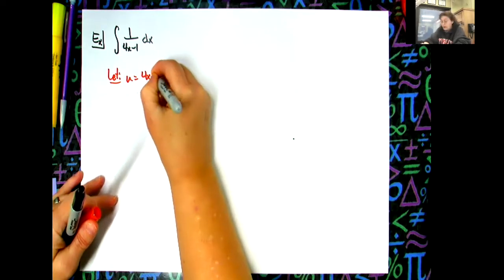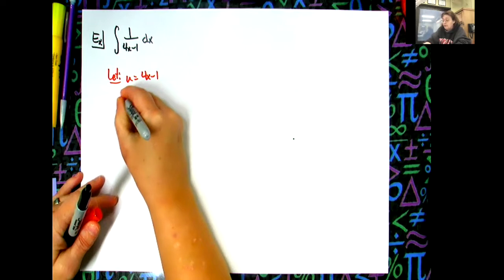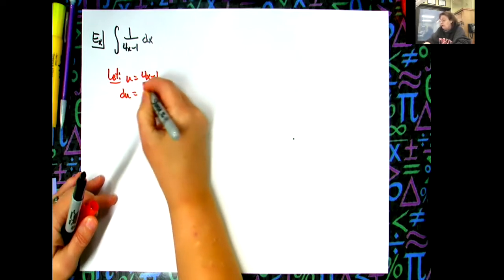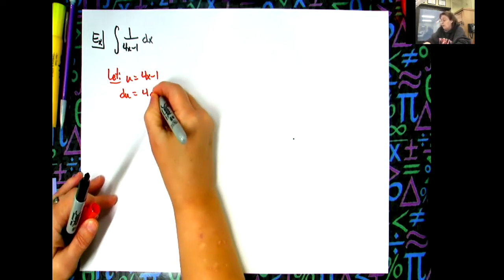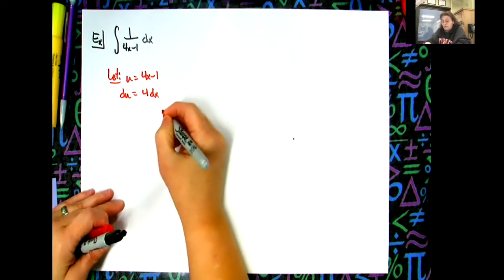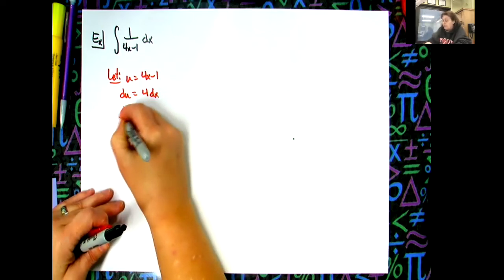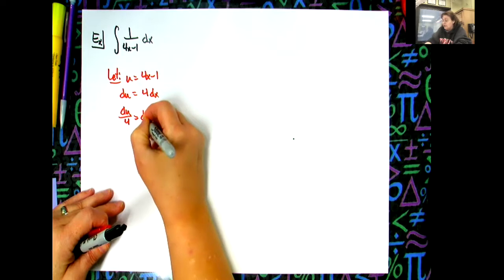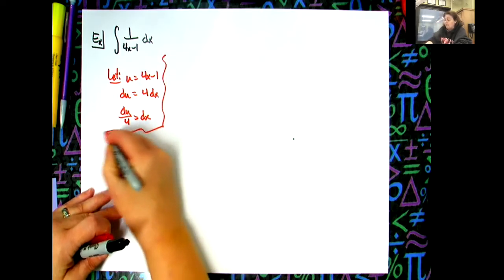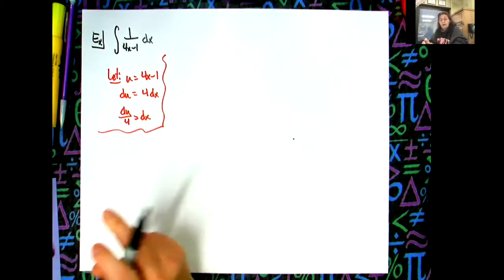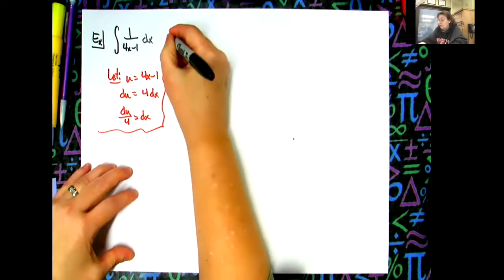So 4x minus 1. I'm going to take the derivative of both sides. So du equals, what's that going to be, like a 4dx. All right, divide both sides by the 4. So du over 4 is equal to dx. All right, and then hopefully from here, you've gotten used to this. You've done enough of these that you can see a 1/4 is going to get pulled out.